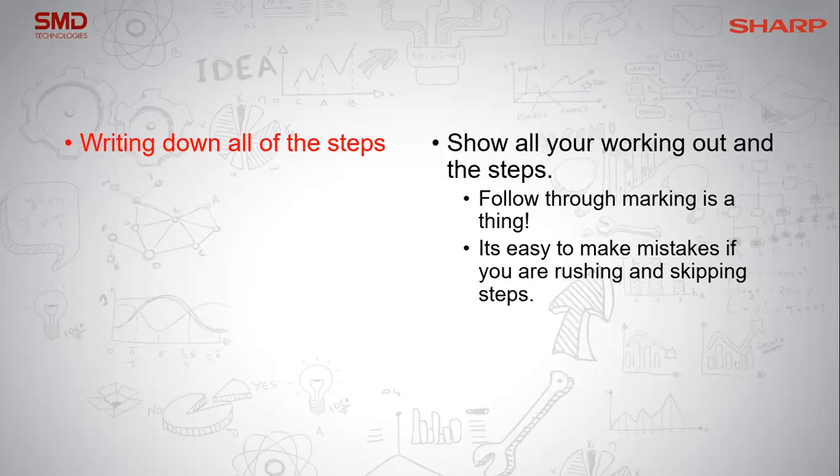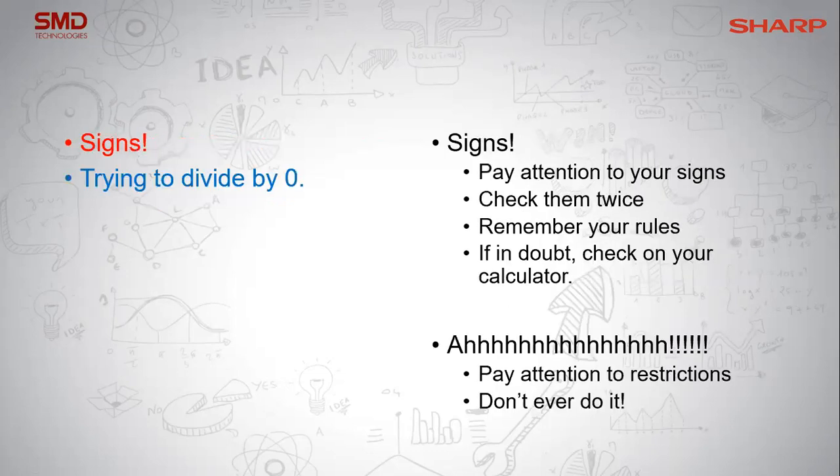Often what might happen is you make a mistake with a sign, but you will get follow-through marking for that. So you'll lose 1 or 2 marks, but if you've shown all your working out, your teacher can follow your logic and you can get some marks instead of no marks if you just wrote down the answer, because your answer would be wrong because one of your steps is wrong. Does that make sense?